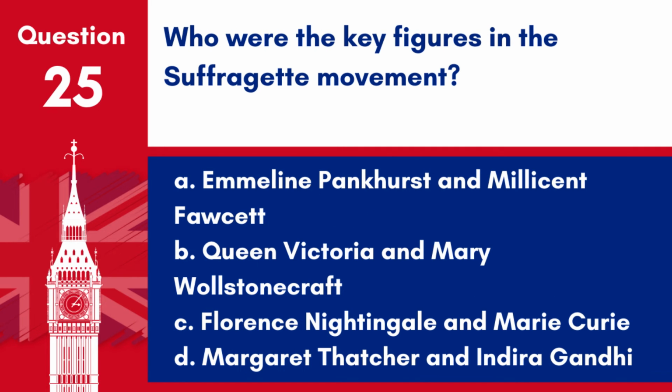Question 25. Who were the key figures in the suffragette movement? A. Emmeline Pankhurst and Millicent Fawcett. B. Queen Victoria and Mary Wollstonecraft. C. Florence Nightingale and Marie Curie. D. Margaret Thatcher and Indira Gandhi.